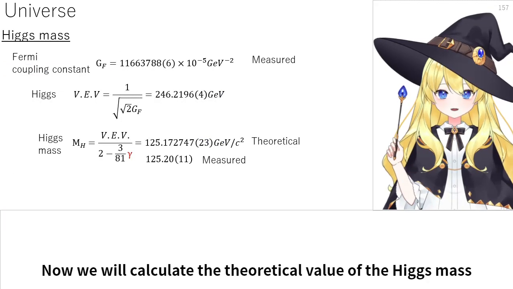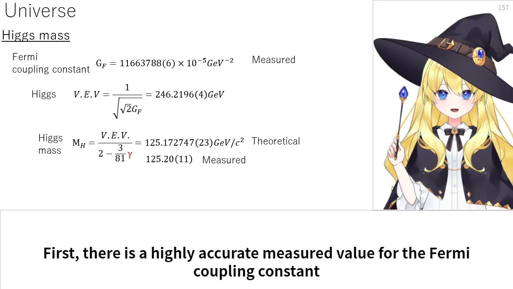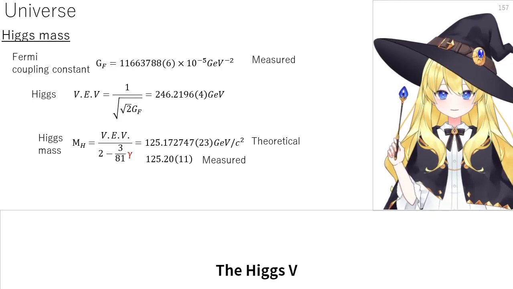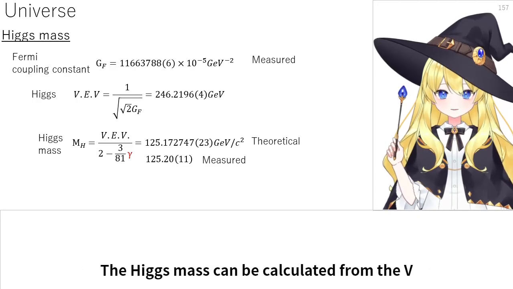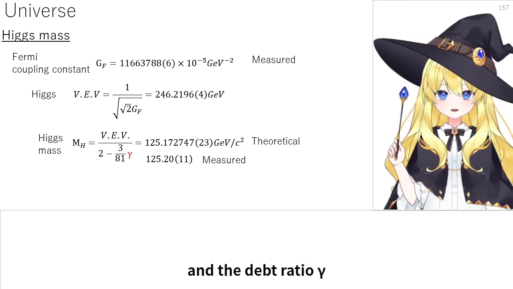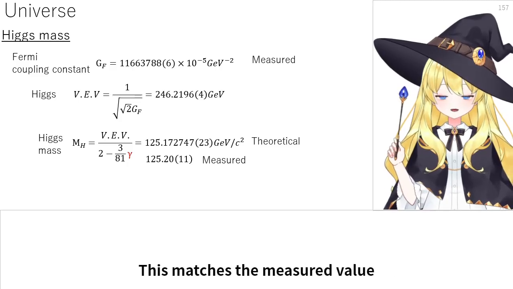Now we will calculate the theoretical value of the Higgs mass. First, there is a highly accurate measured value for the Fermi coupling constant. The Higgs v can be obtained from the Fermi coupling constant. The Higgs mass can be calculated from the v, and the debt ratio gamma. This matches the measured value.